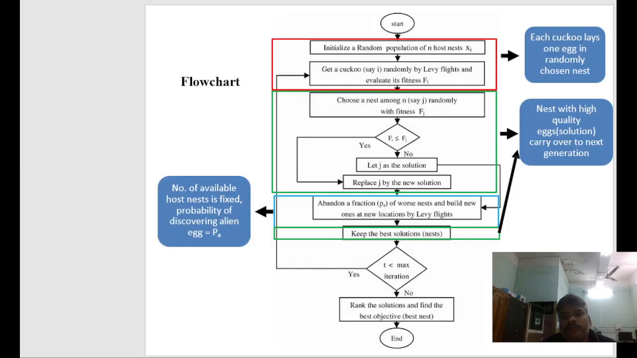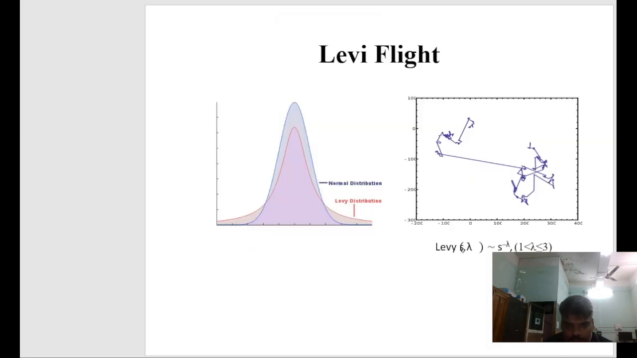What is the flow chart? Start. Initialize a random population of n host nests. Get a cuckoo randomly by Levy flight and evaluate its fitness. Choose a nest randomly with fitness Fj. Nests with high quality eggs carry over to the next generation. The number of available host nests is fixed, and the probability of discovering an alien egg is equal to Pa.